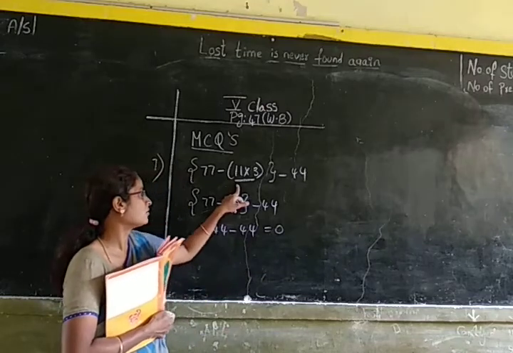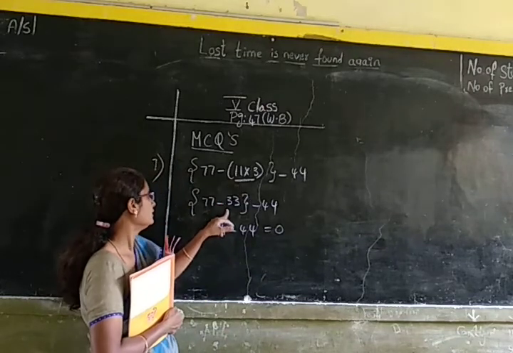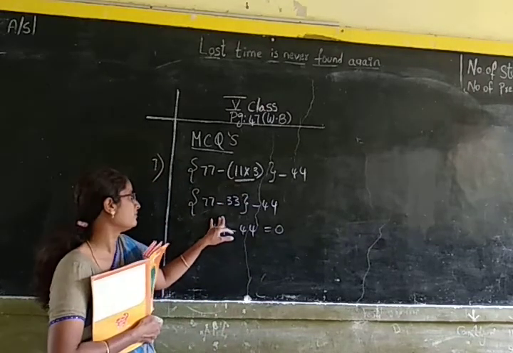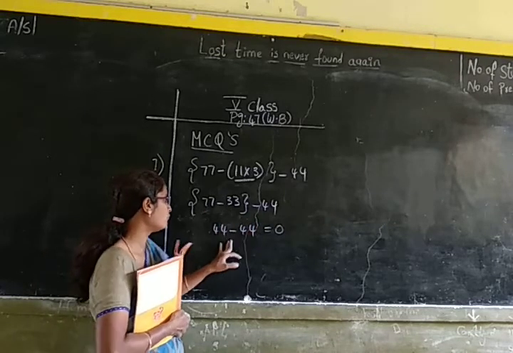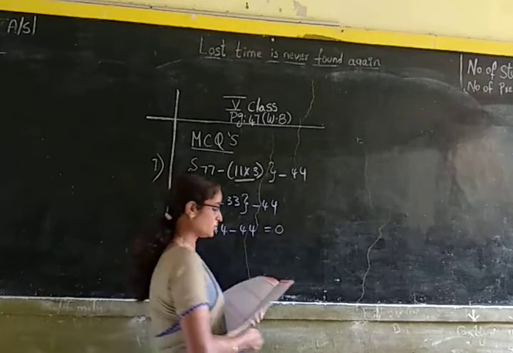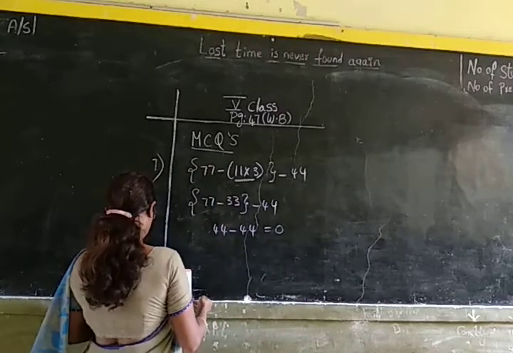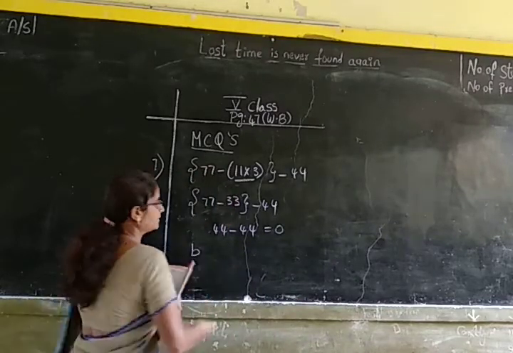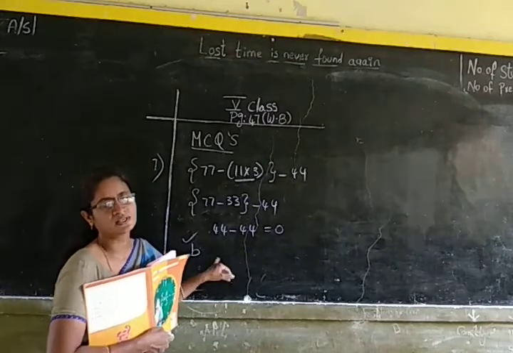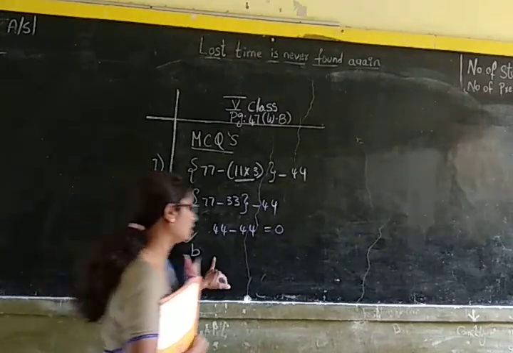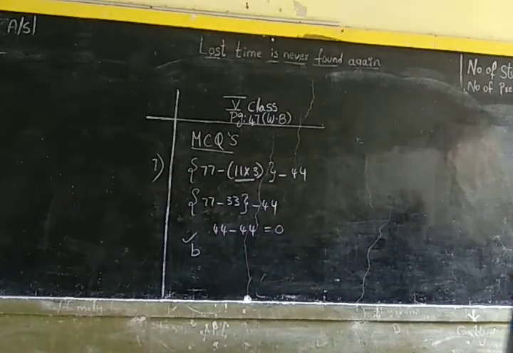First you have to solve the round bracket. 11 3s are 33. Then you have to solve the terms inside the flower bracket. 77 minus 33 is 44 and 44 minus 44 is 0. So the correct answer is in the option B. So all of you take the B option.